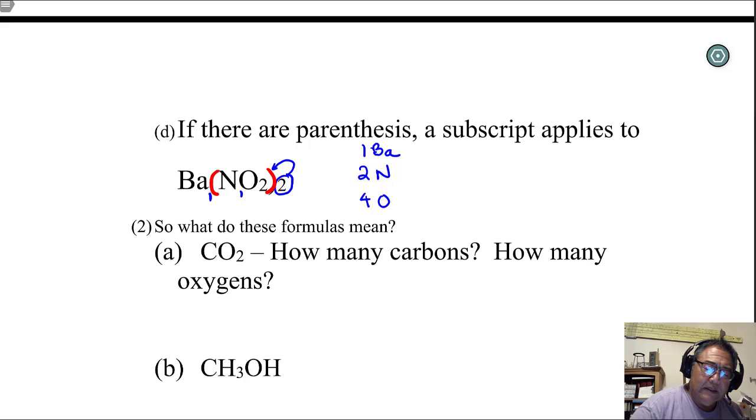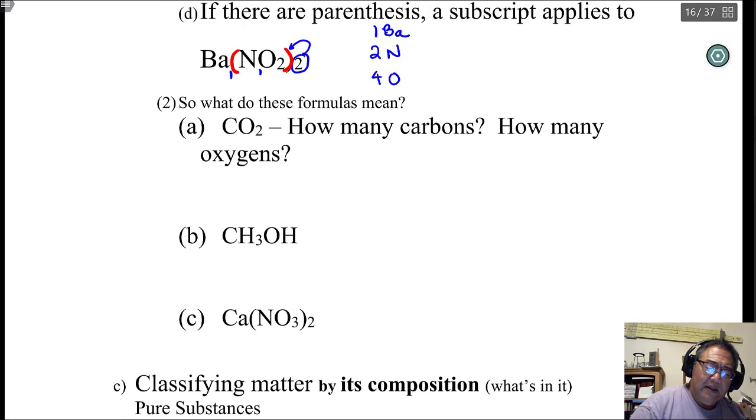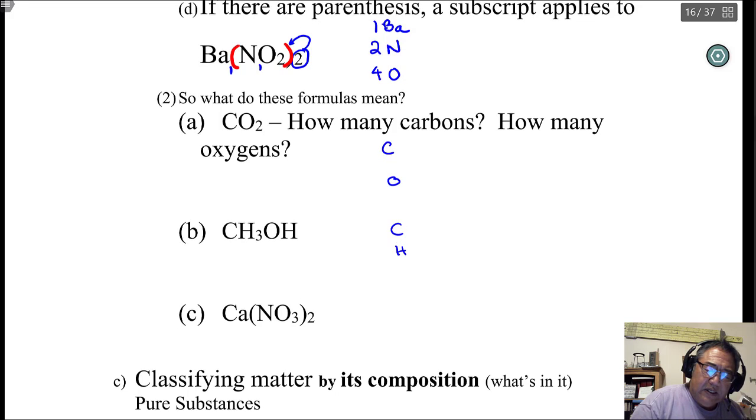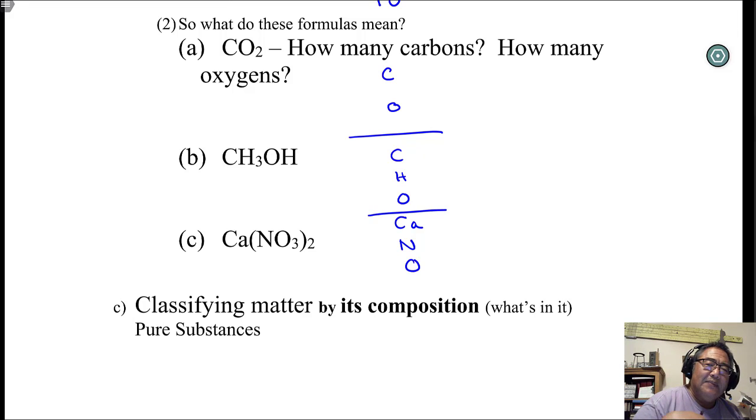So why don't you try this, right? Look at these formulas, and then we'll do like this, C and O. And then this one's C, H, and O. And I'm just writing them in the order I see them across in the formula, C, A, N, and O. And what I want you to do for each one of these is to identify the number of each type of atom in that chemical formula. I'm going to pause the video. When I come back, the answers will be there.